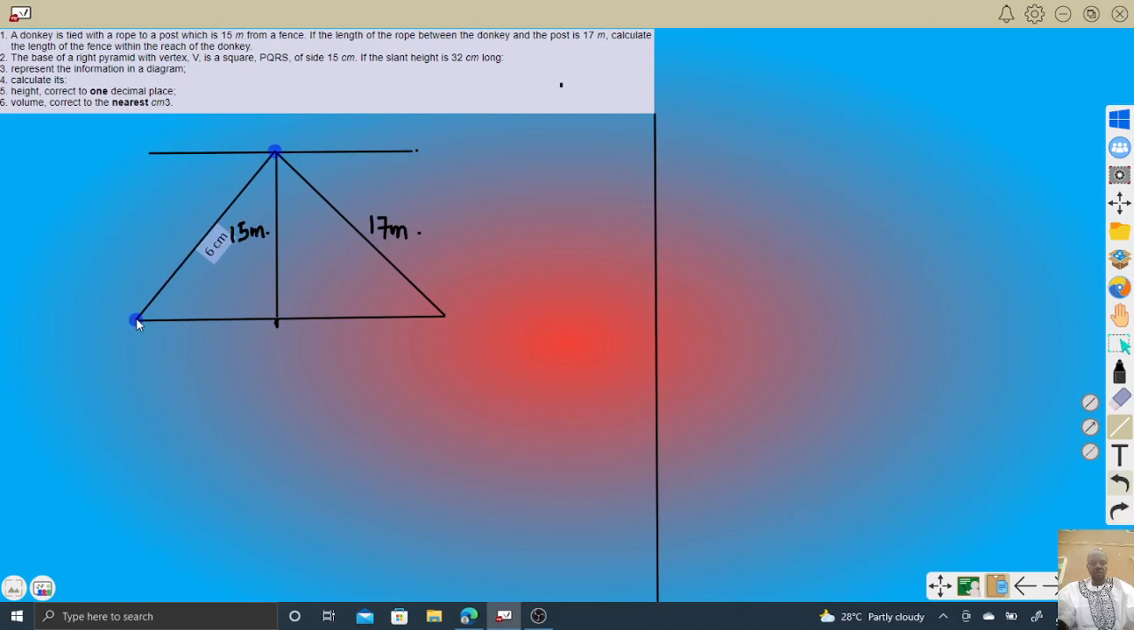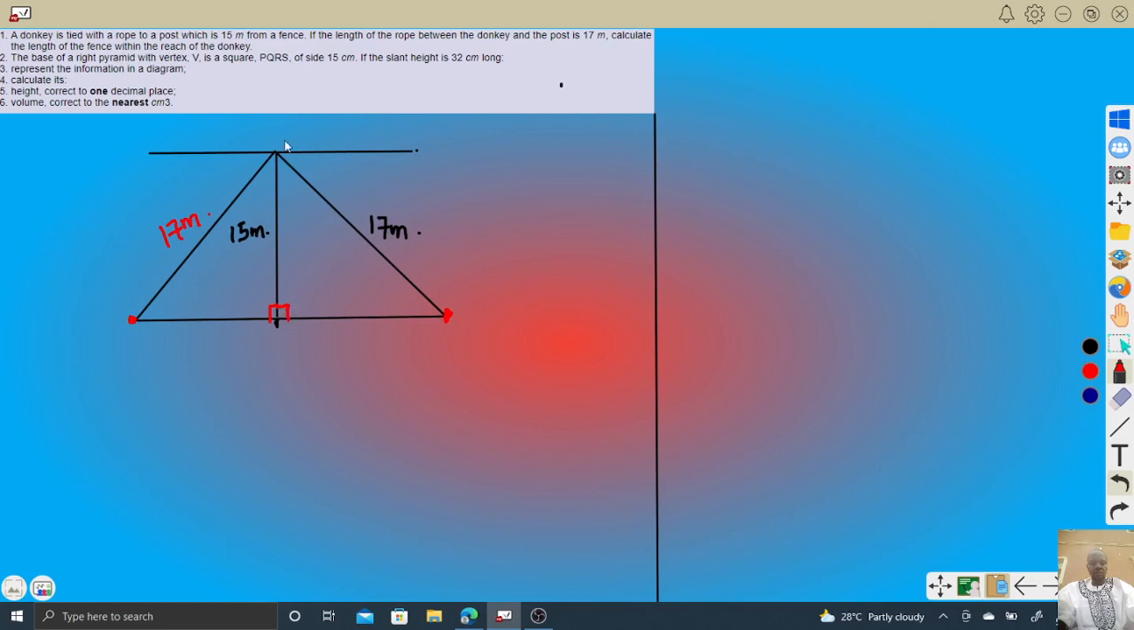So I'm trying to make a right angle triangle so that we have a good way to solve it. The same thing applies here, any side. So the donkey can actually move from this end to this end, from one end of the pole to the other end of the pole. That's what I'm trying to show. From here, the question asks us to find the length of the fence within the reach of the donkey, that is from this point to this point.